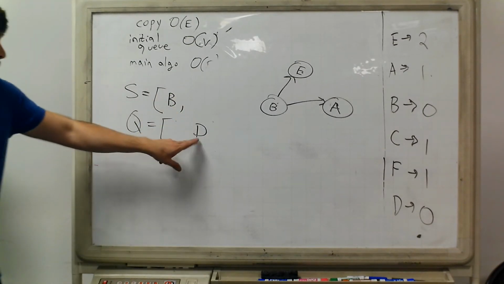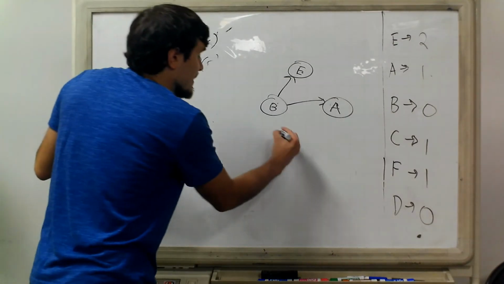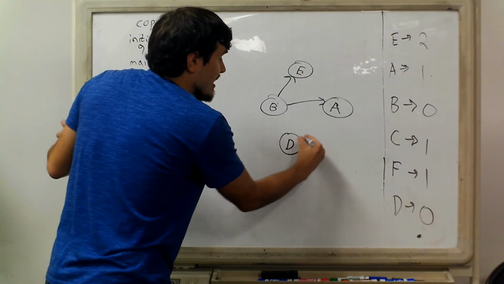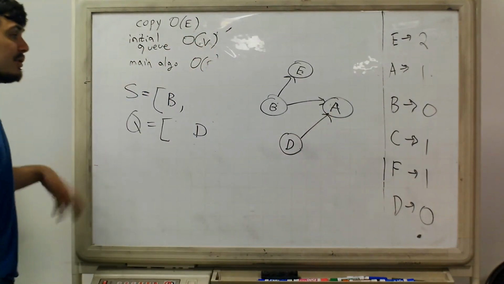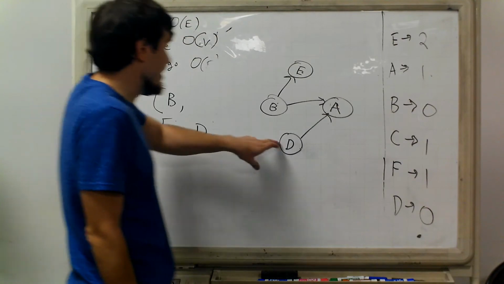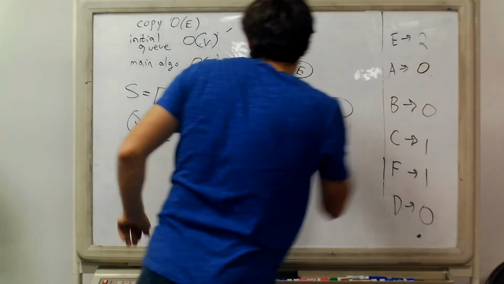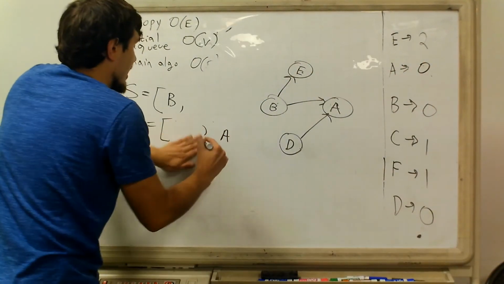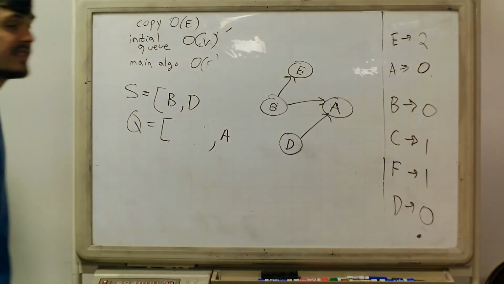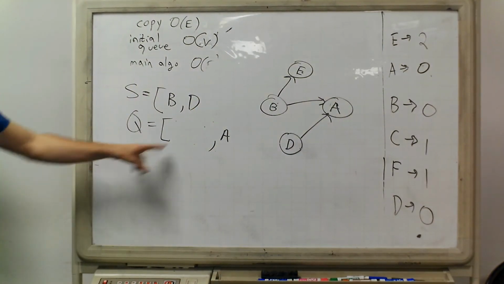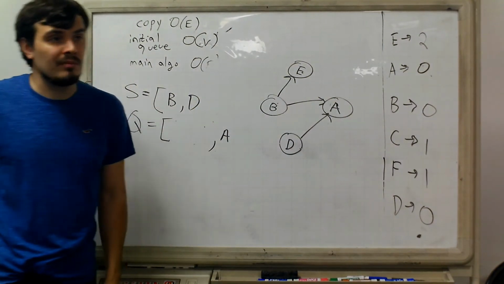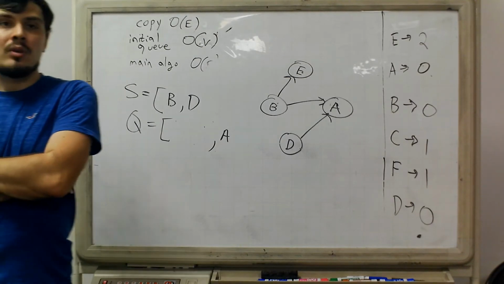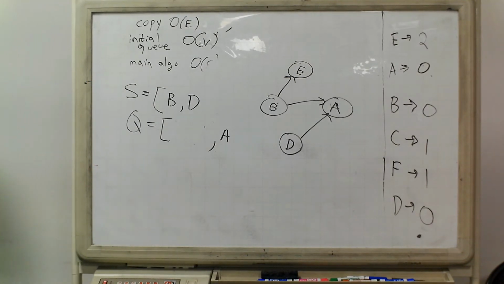And now I proceed with D. And maybe in the case of D, I find that D also was referenced by A. Then when I process D, I decrement this count. That would lead me to add A here, and then transfer this over here. And this keeps going. What happens if your queue runs out of elements? What do you think? If your queue ran out of elements, what does it mean?